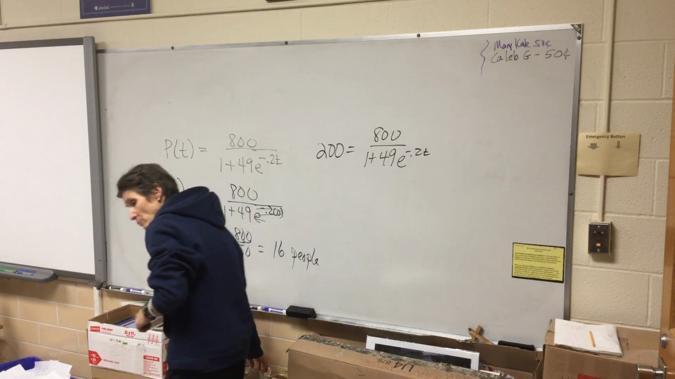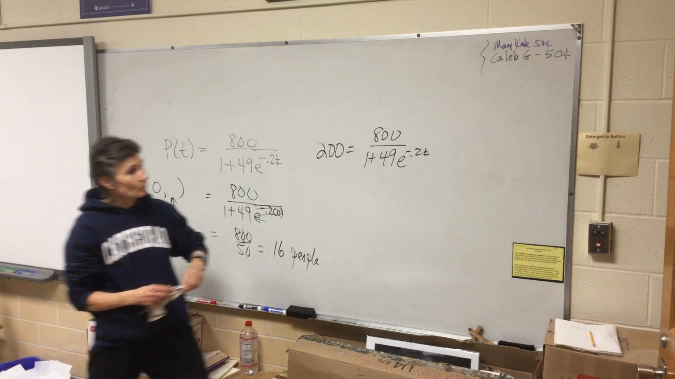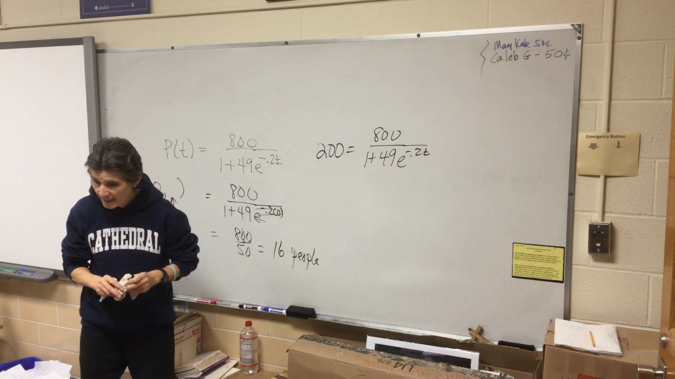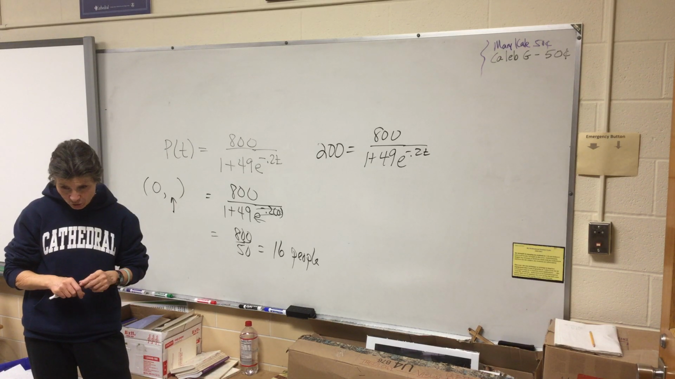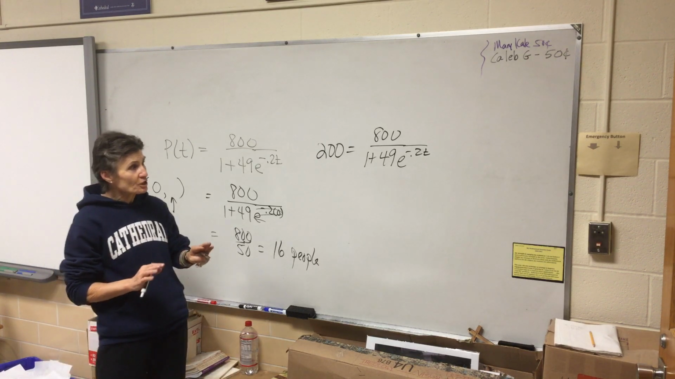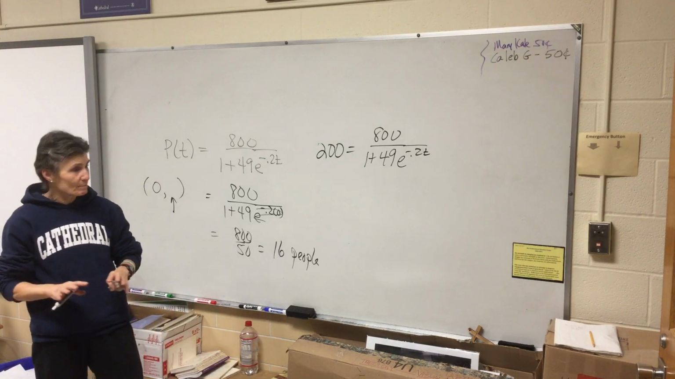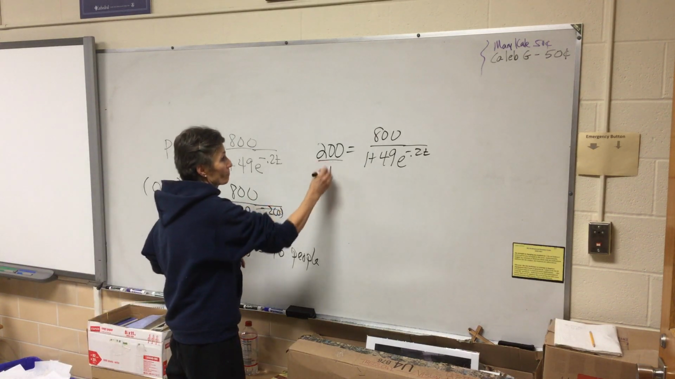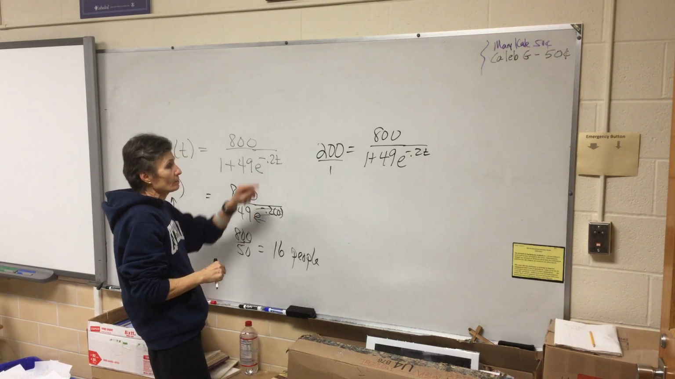Now, the other day we had something like this, and I remember telling you that when the exponent is a variable, we need to use logarithms. Do you remember that conversation? So we're going to need logarithms, not just yet though. What do you think we might do first? Don't jump in and do logarithms yet. What do we need to do? Multiply 1 plus 49e to the negative 0.2t to the other side.